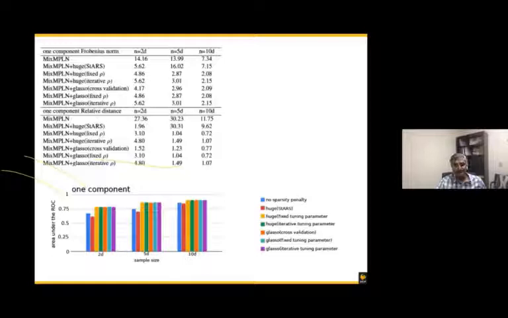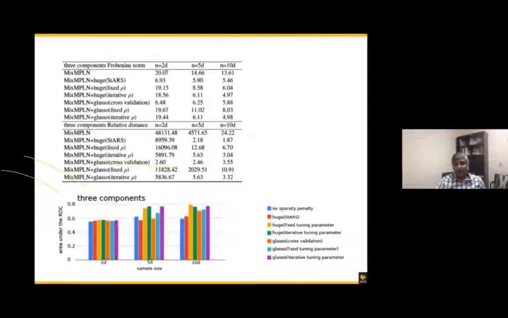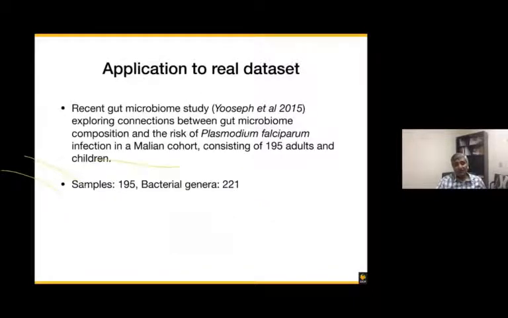Okay, and in particular, the mixed MPLN strategy, in which we use either cross-validation as a framework or the stability approach to regularization, the STARS framework, provides the best performance. We actually then took this to the next level and said, well, okay, are there any real data sets that we could apply this framework to?